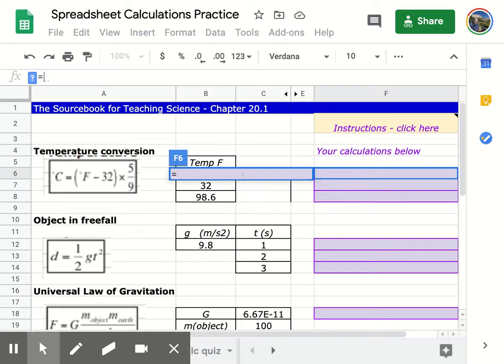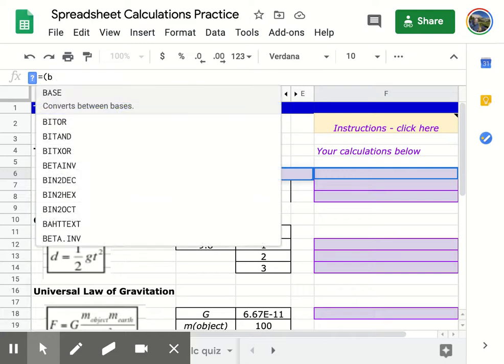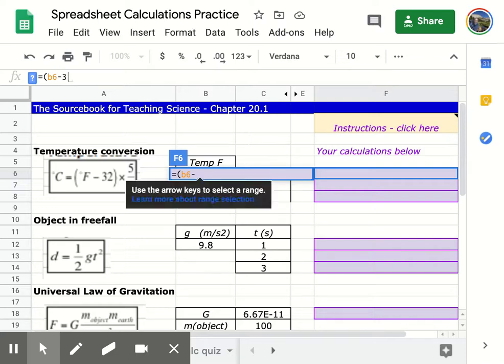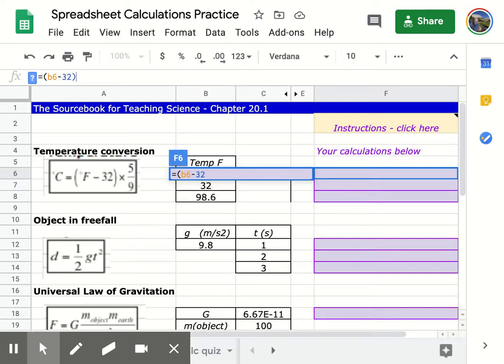And then we're going to say the parentheses of the degrees Fahrenheit. The degrees Fahrenheit happens to be in B6, so we're going to say equals B6. We want B6 and we want to subtract 32 degrees from it. We then put the parentheses around it and we multiply by 5/9. So we multiply by 5 and we divide by 9.